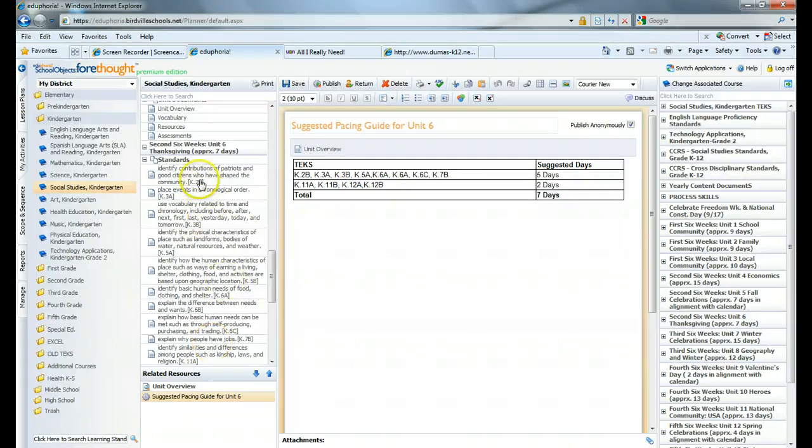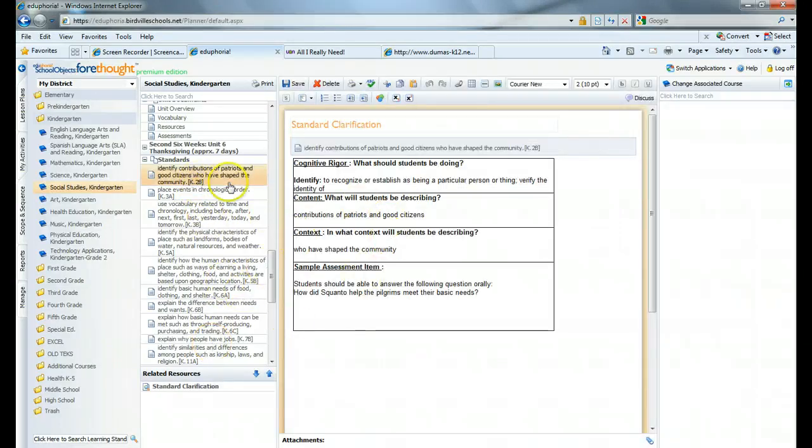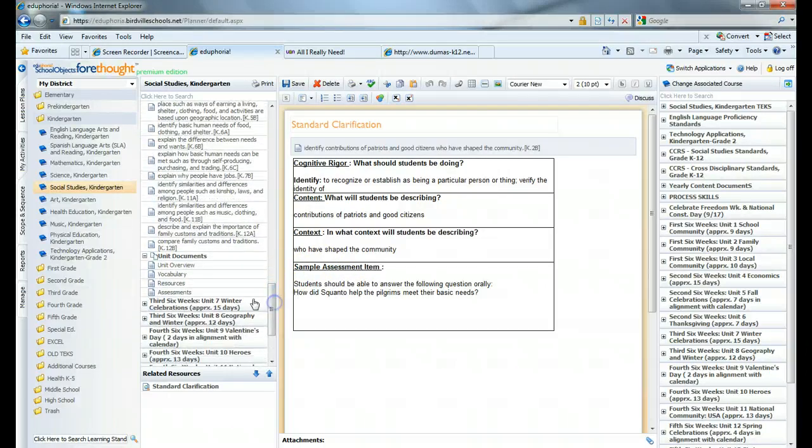And you will see that in each one of these, I have given you your standard clarifiers. I have done, for example, patriots, but this time I'm writing a standard clarifier about patriots, and students should be able to answer this. How did Squanto help the Pilgrims meet their basic needs? So I'm actually talking about someone specifically to social studies, and specifically in Thanksgiving. So that should help you out.